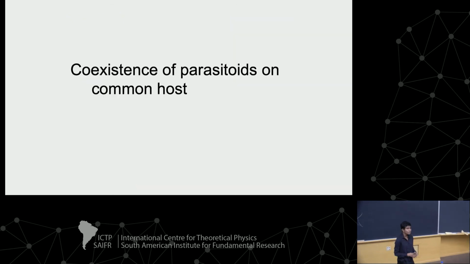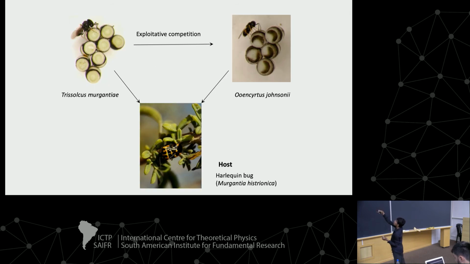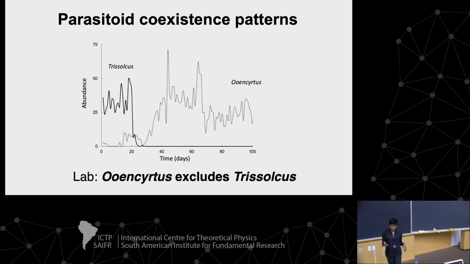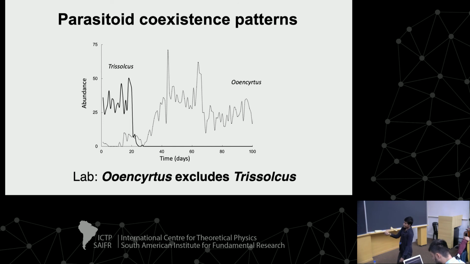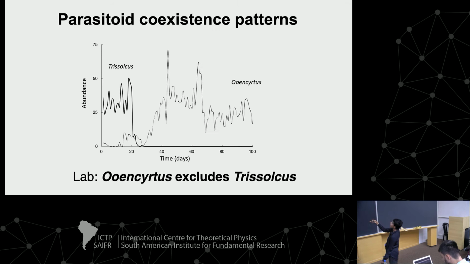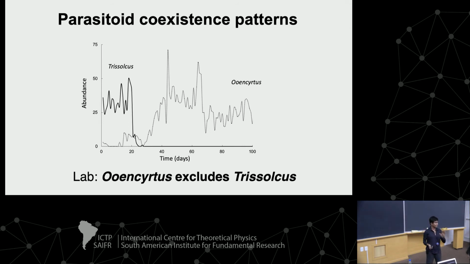Okay. So when I was a graduate student, I started studying this system. I was really interested in asking this question of how do they coexist on this common host. They are taxonomically very different. They're from different families. And there's only this one resource. How can they coexist? So what you find is that if you bring them to the lab and you put them together, that second species, Oencertus, excludes Tricercus within a matter of 23 days. Every single time, 23 days, it gets excluded.